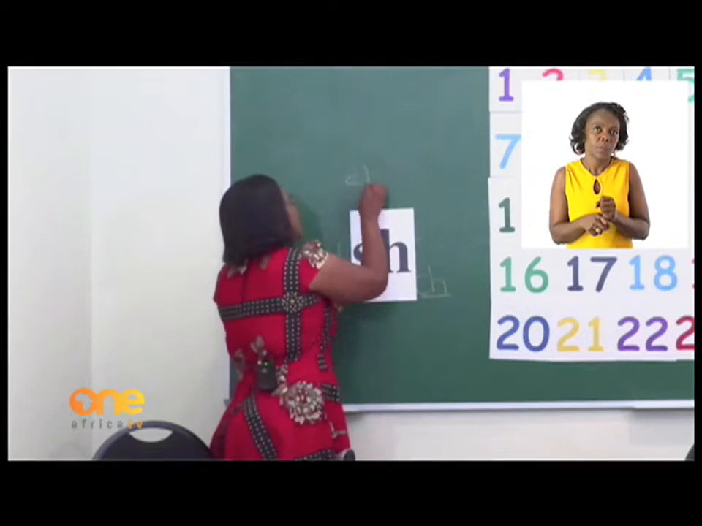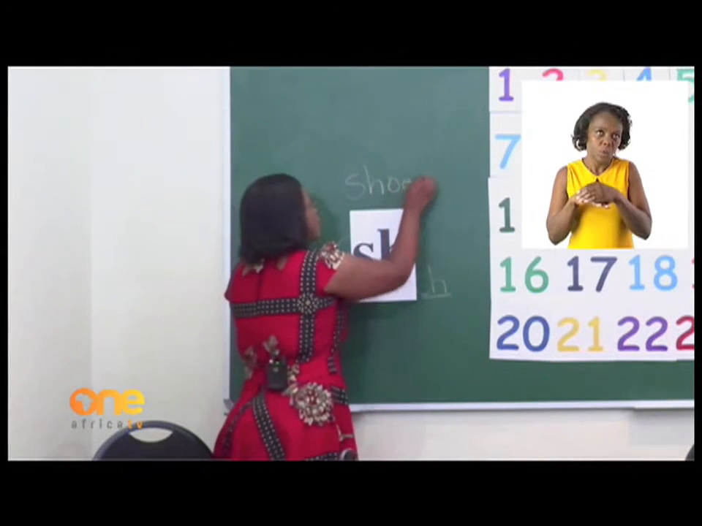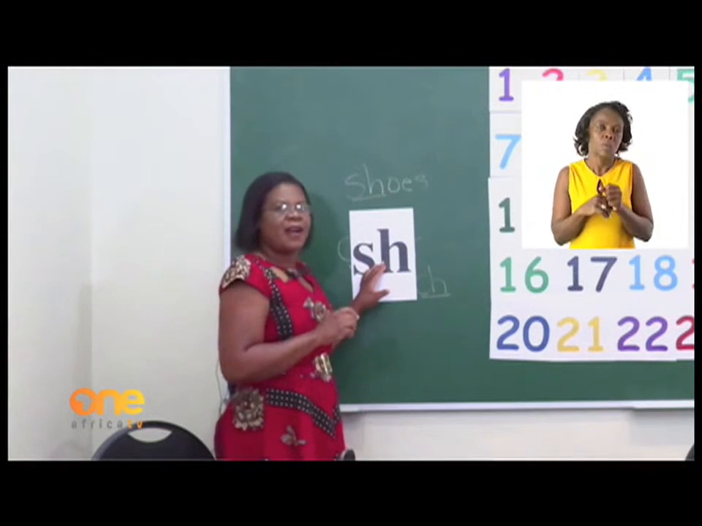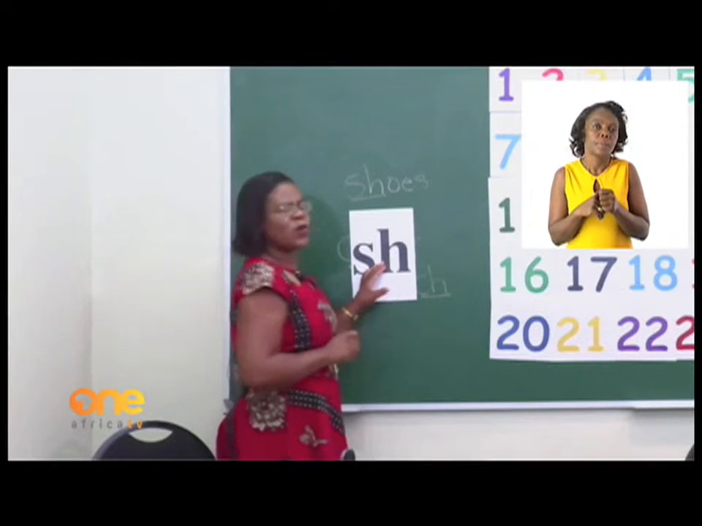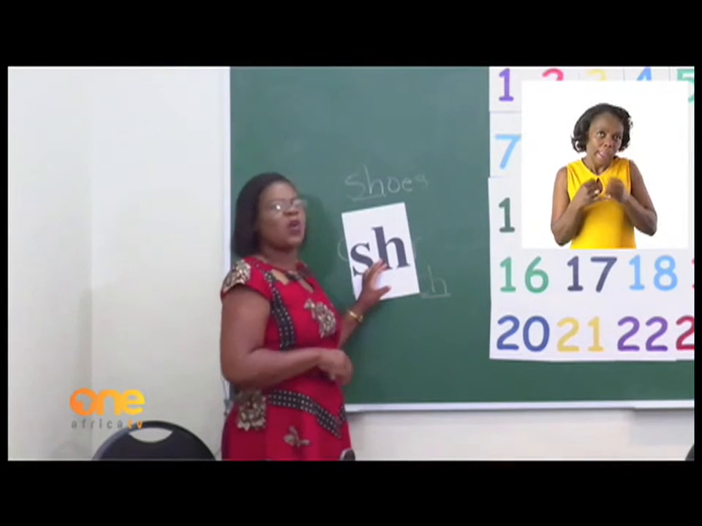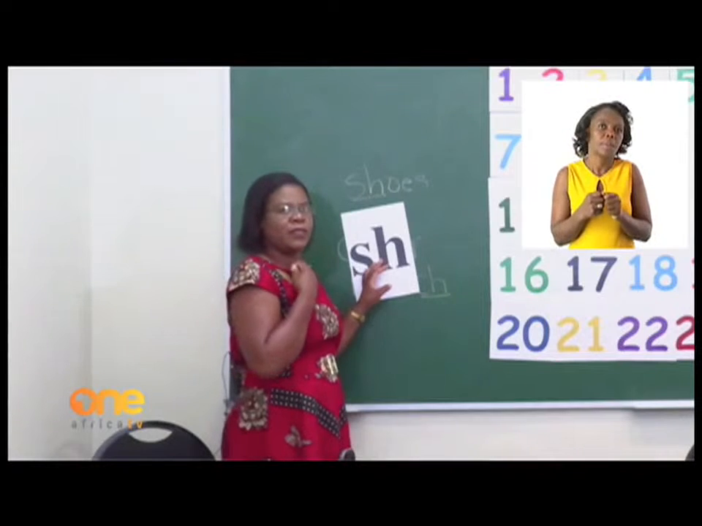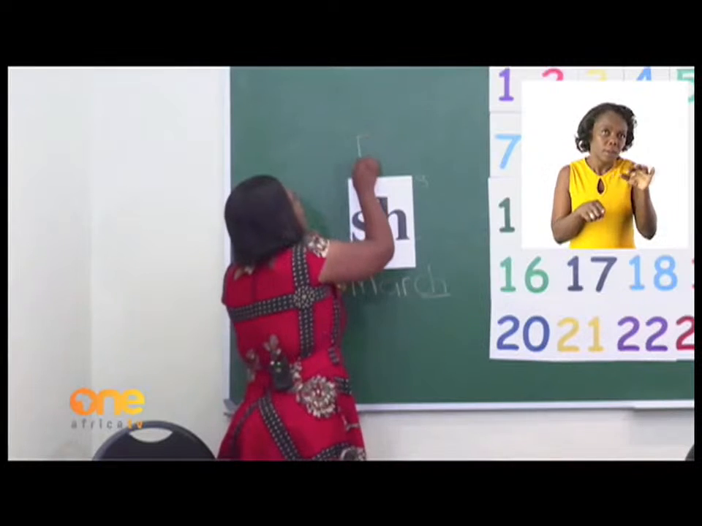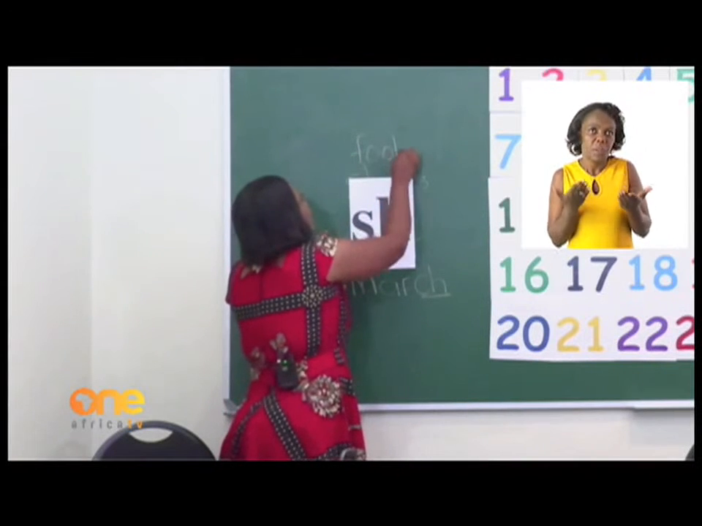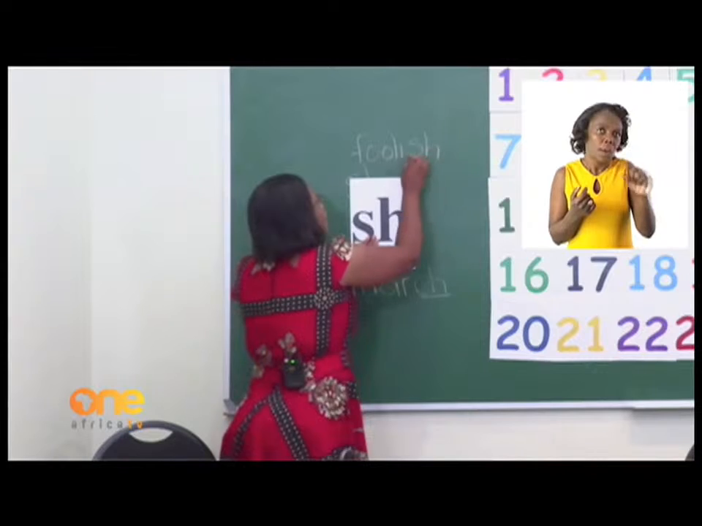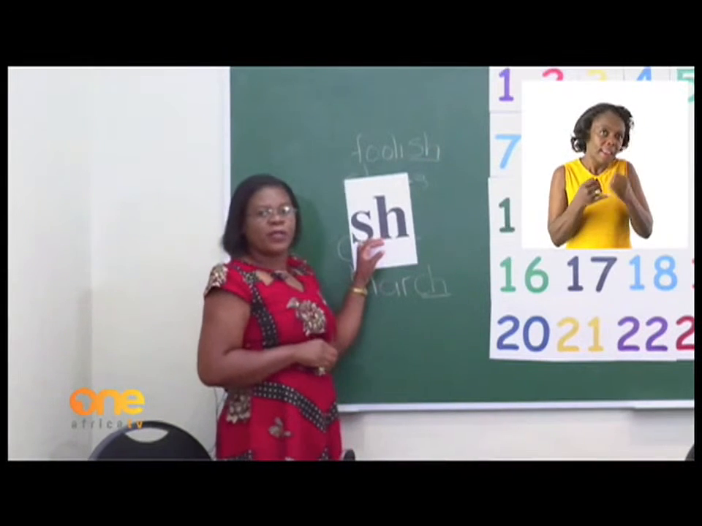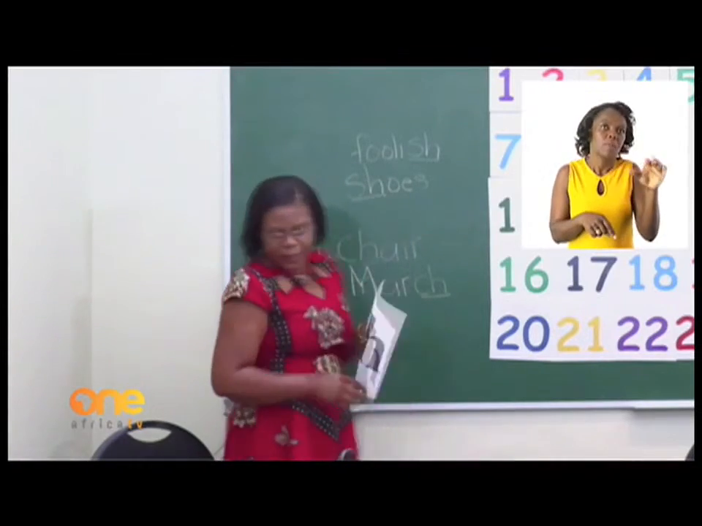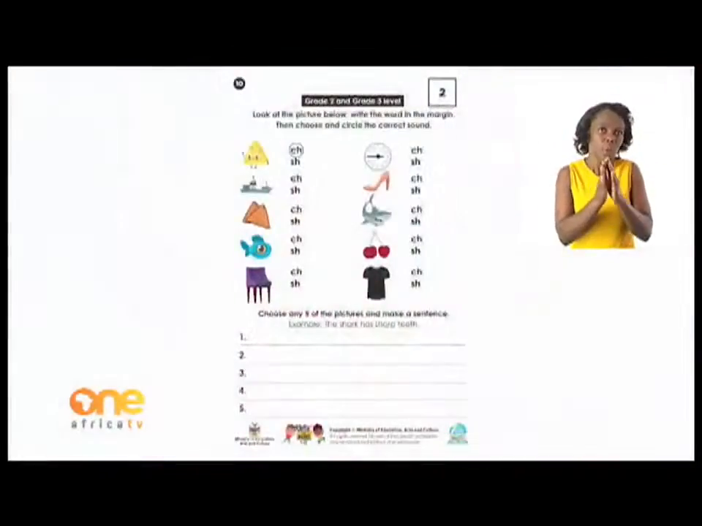You can say shoes. The shoes that you put on, it's an s and a ha, it's a sh. It can also come at the end of a sentence, or even in the middle, it's still a sh. Maybe I'm saying foolish. It's at the end of the word. It's still a sh.